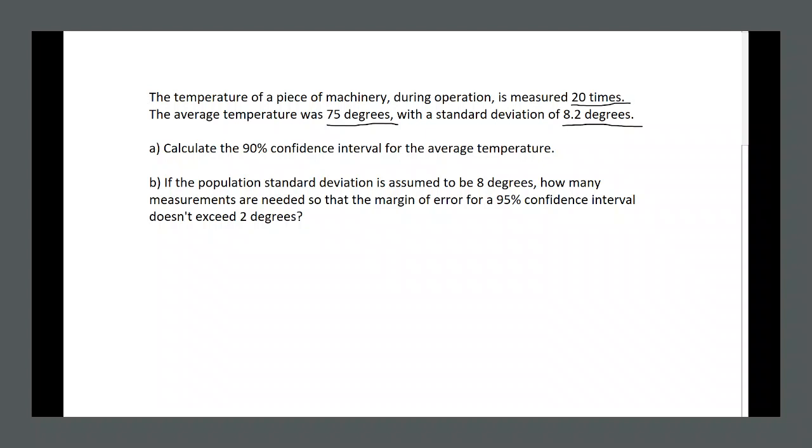The confidence interval question setup can be different, but typically you'll have a sample size, in our case 20, an average value, and a standard deviation when we are asked to calculate a confidence interval. And here we're asked to calculate a 90% confidence interval. So the confidence interval is equal to the sample mean, represented by x bar here, plus or minus the margin of error. And that margin of error is the critical t-value multiplied by the standard deviation and divided by the square root of sample size.